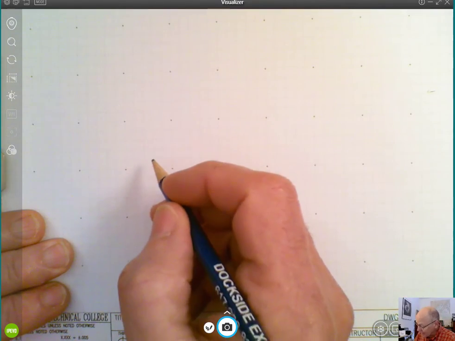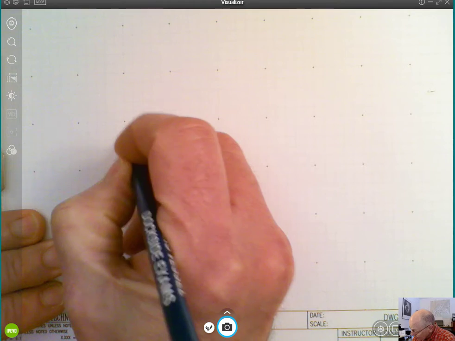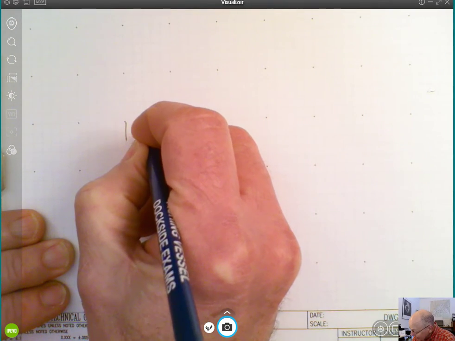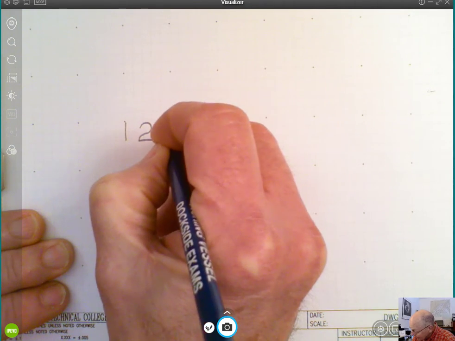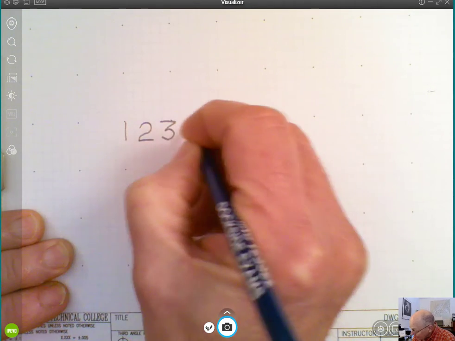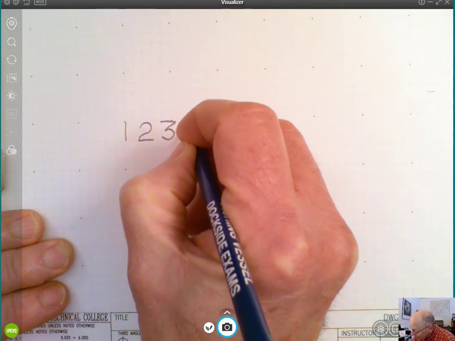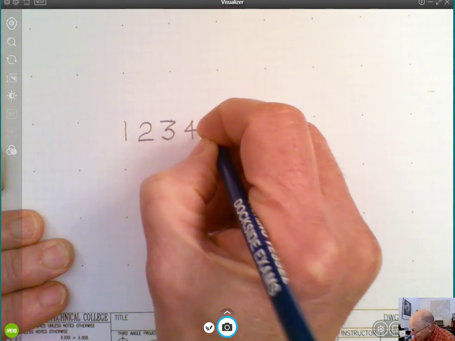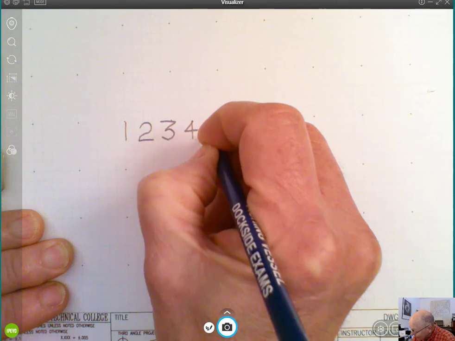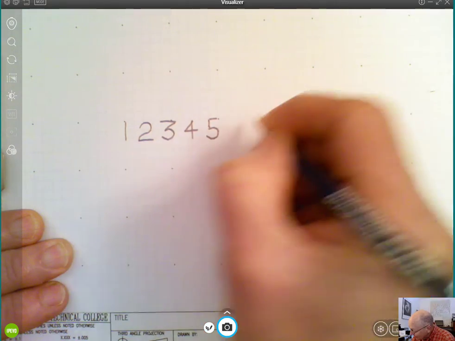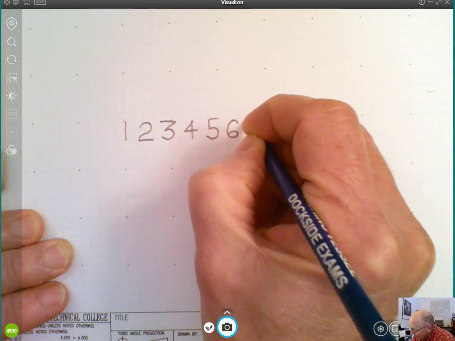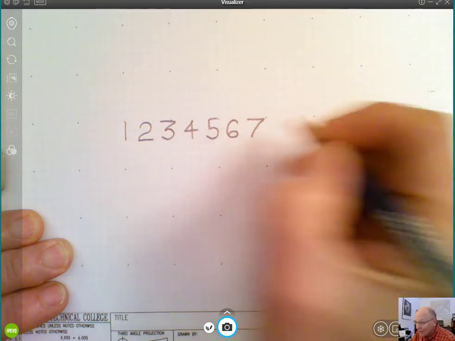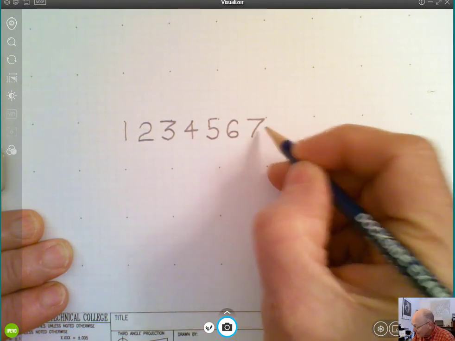So when you're putting numbers in, the number one looks like this. The number two looks like this. The number three looks like this. The number four has a point, looks like that. The number five, flat at the top, has a curve that looks like this. The number six looks like that. The number seven looks like this. No line in the seven.